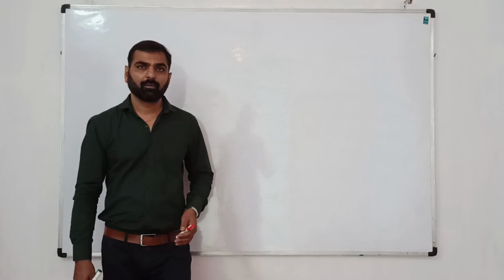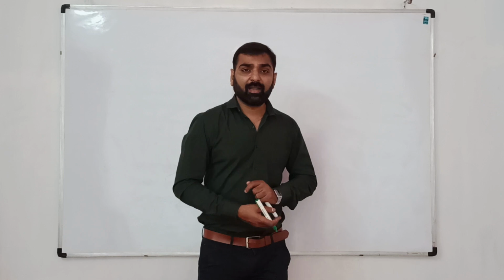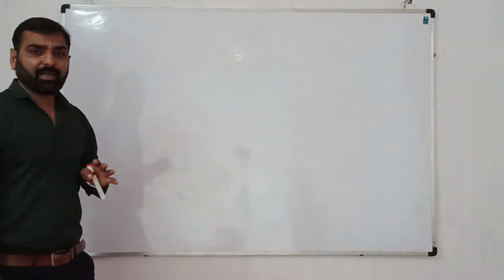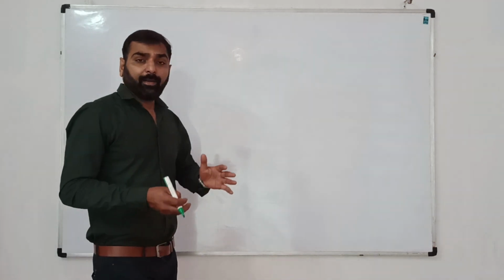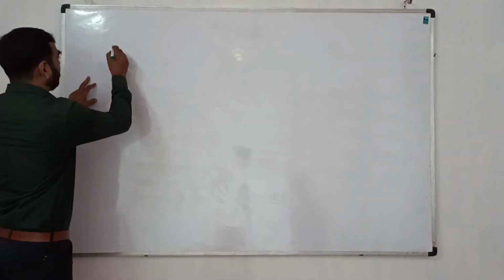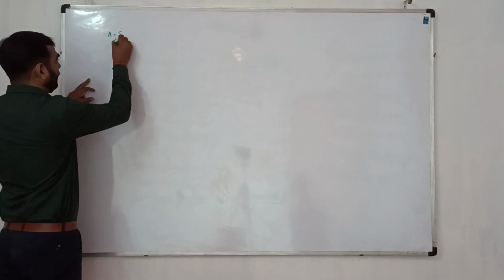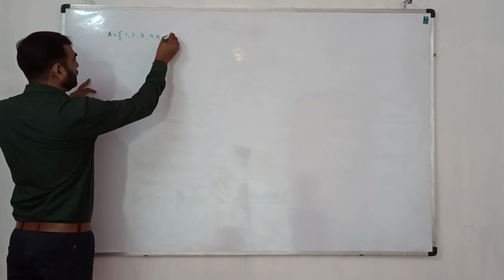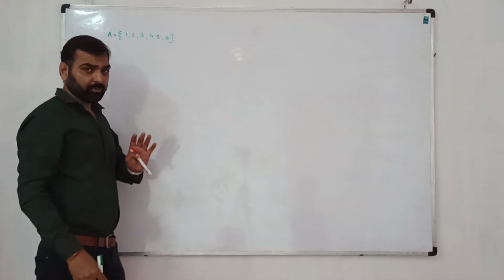Okay, so let me start with the first relation. It is a reflexive relation. So for that, first of all, we take one example of the relation. Say there is one set A given. A is equal to say {1, 2, 3, 5, 6}. This is set A that we have been given.